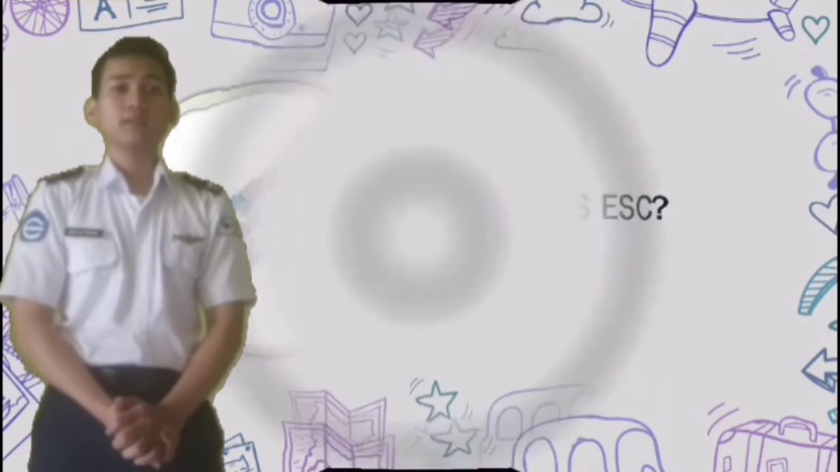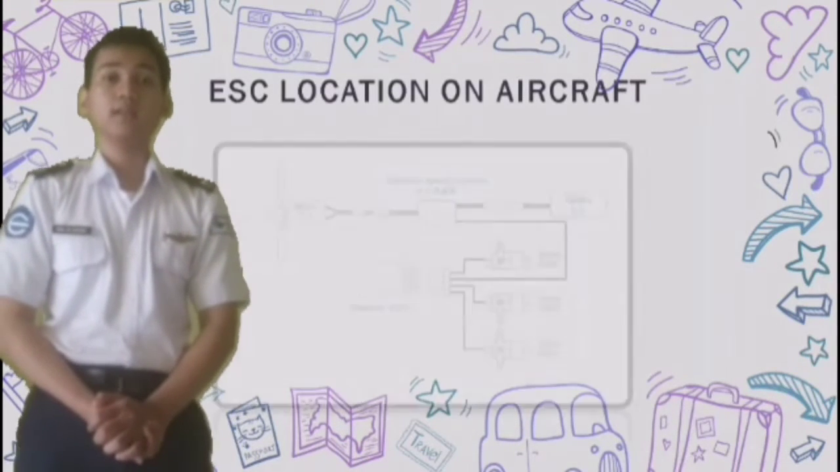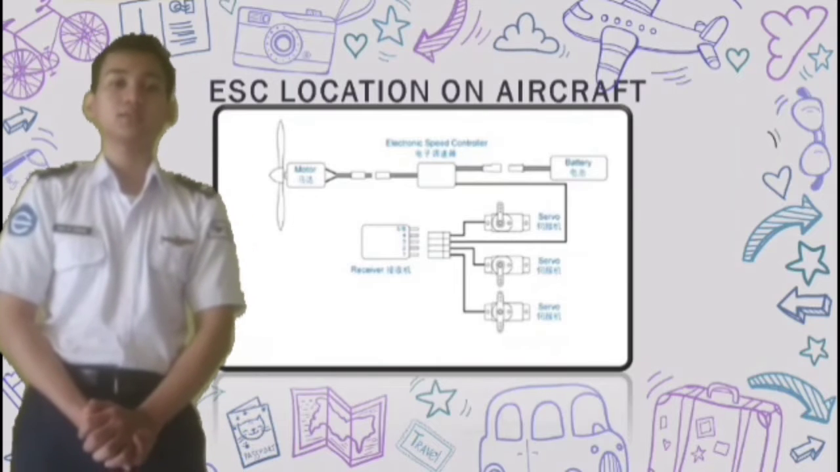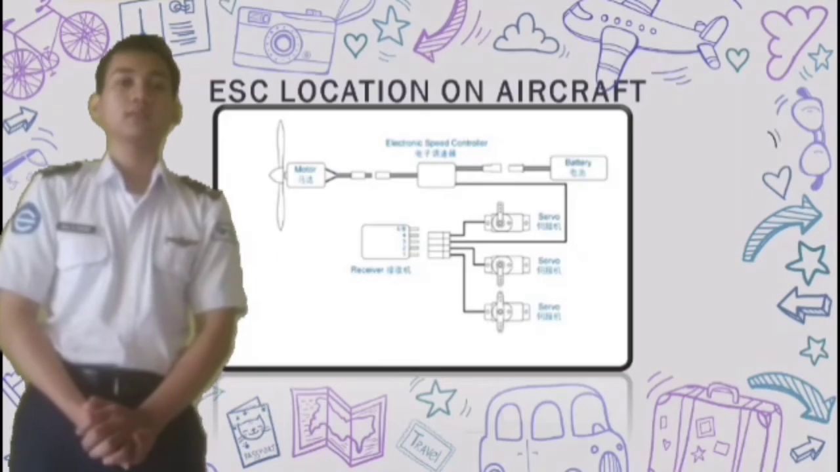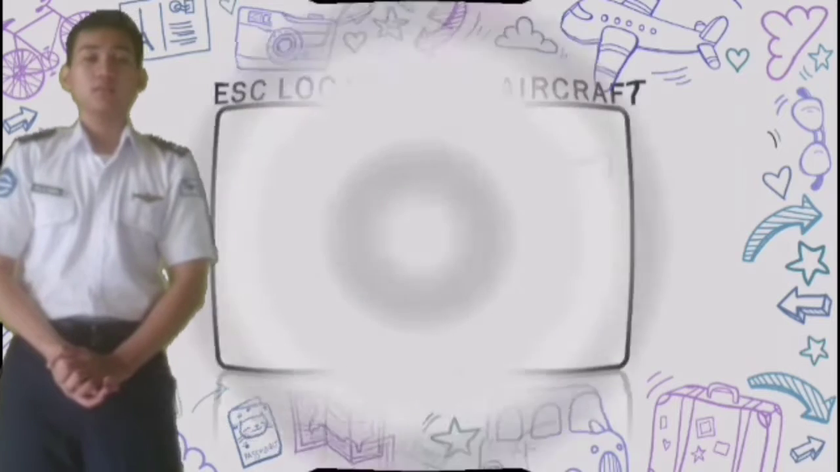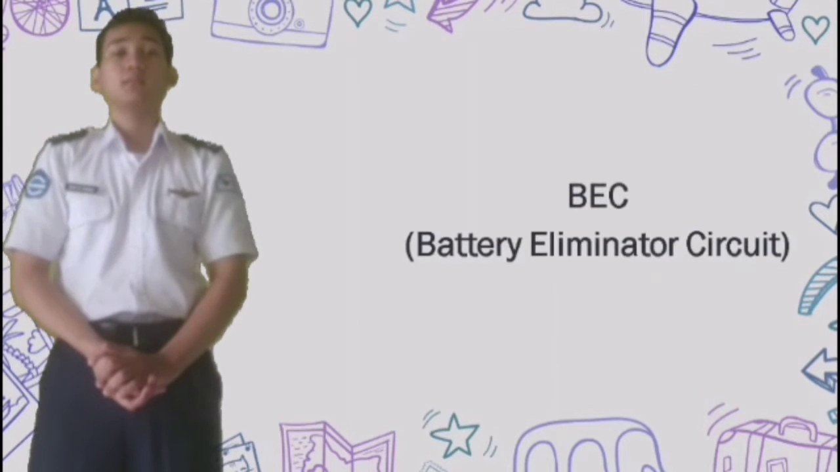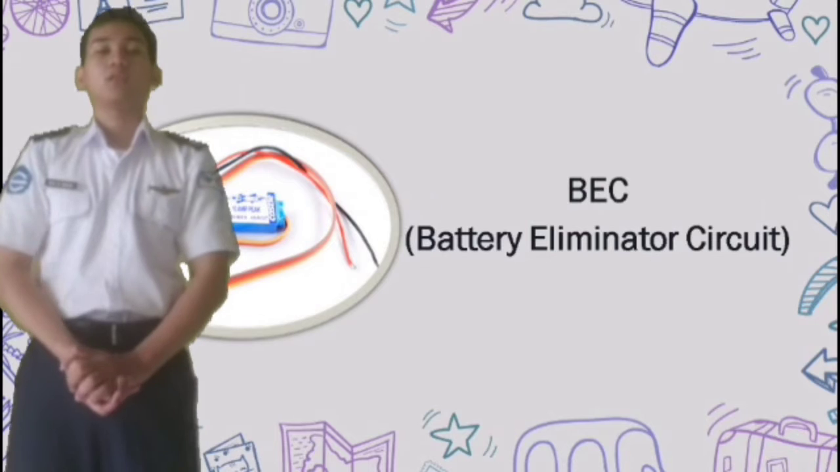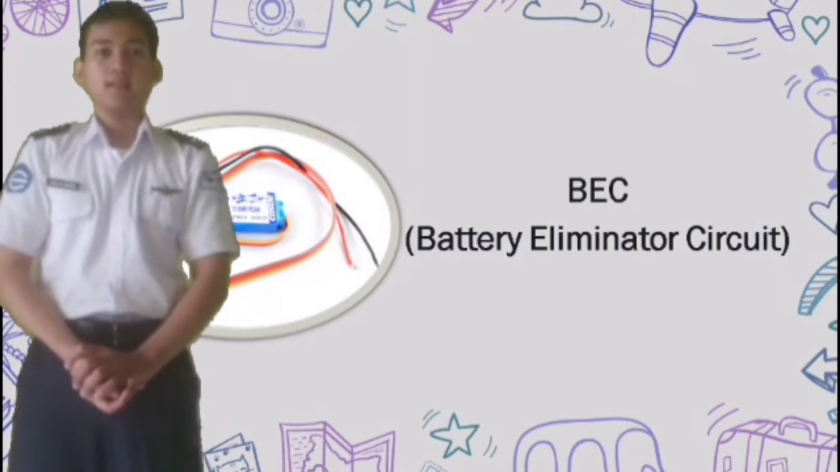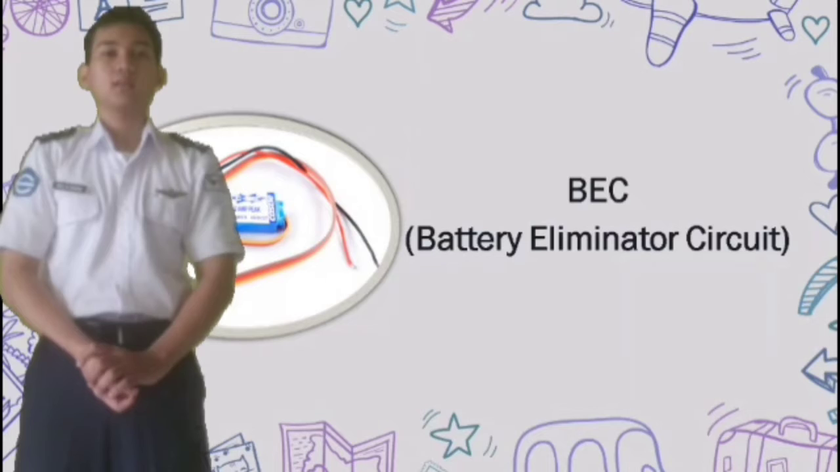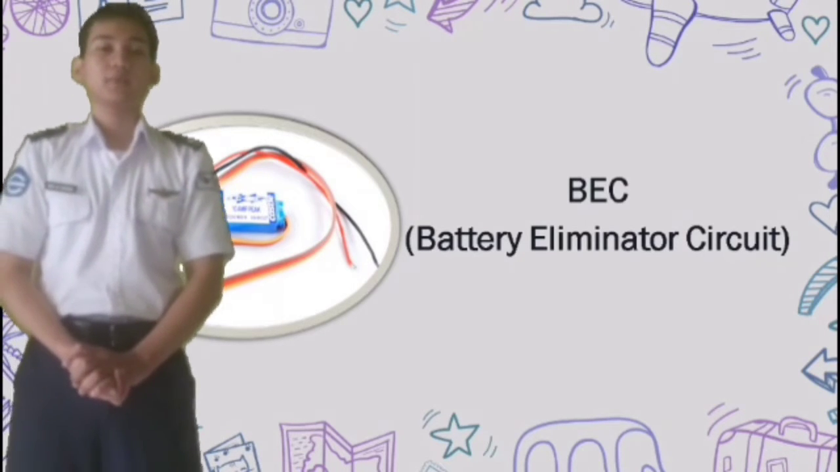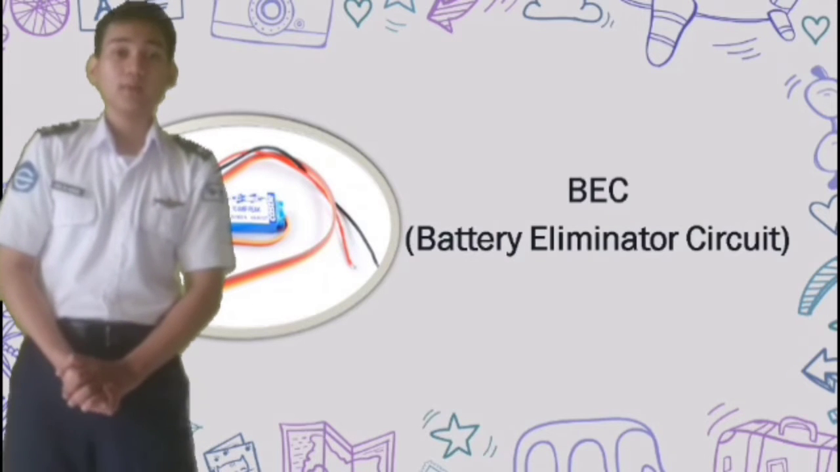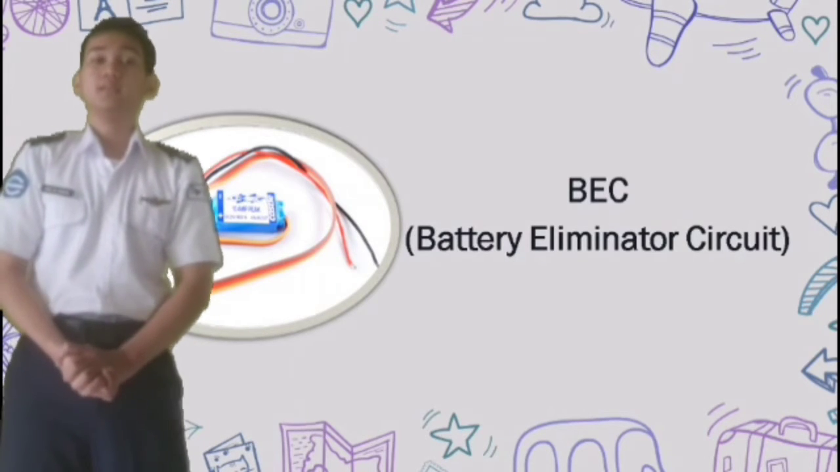And then, for its location on the airplane, the ESC is plugged into the throttle line at the receiver and connected between the motor and the battery pack. Okay, next is about BEC, or battery eliminator circuit. In electrically controlled radio control models, BEC is usually part of electronic speed control, or ESC.